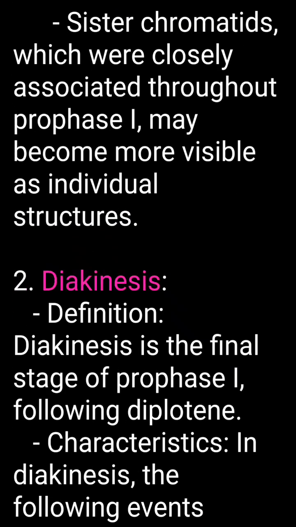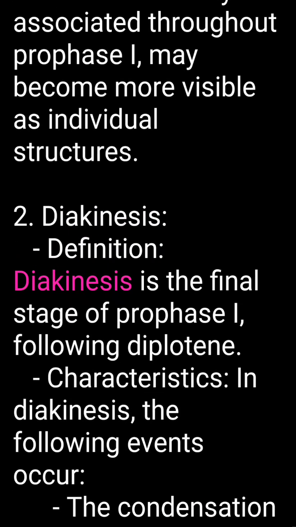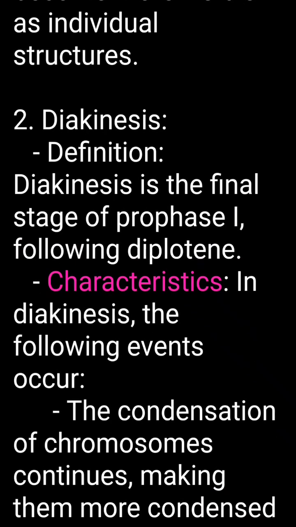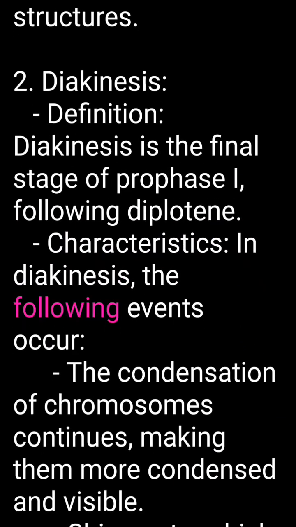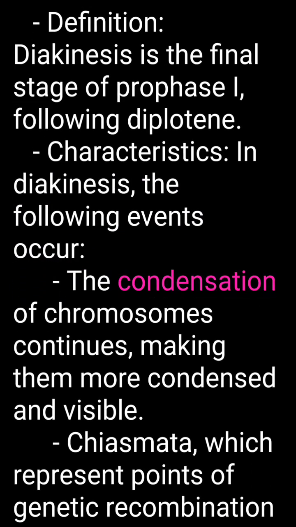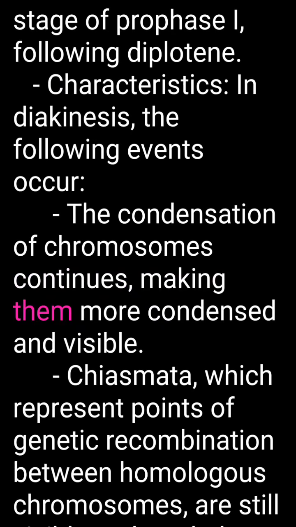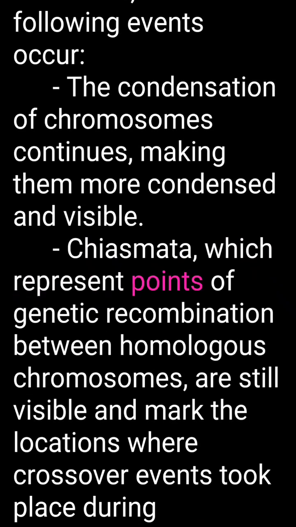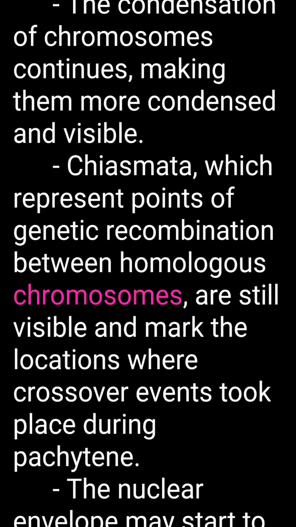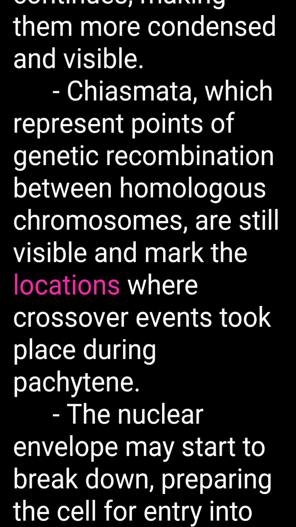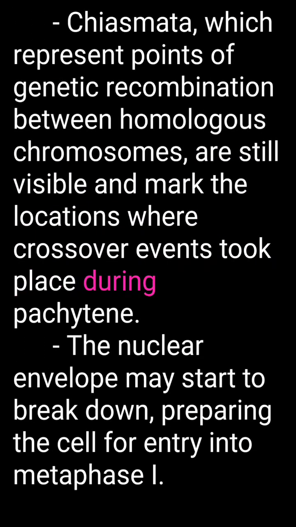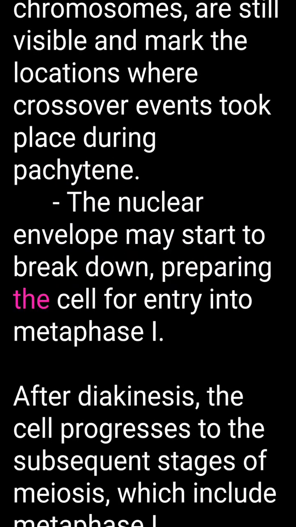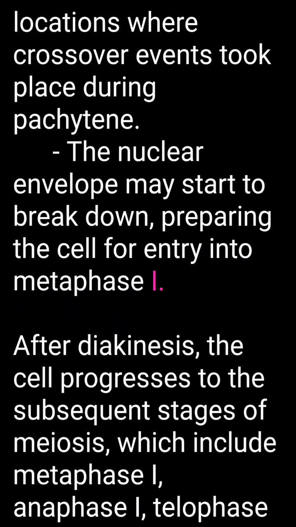2. Diakinesis. Definition. Diakinesis is the final stage of prophase I, following diplotene. Characteristics. In diakinesis, the following events occur. The condensation of chromosomes continues, making them more condensed and visible. Chiasmata, which represent points of genetic recombination between homologous chromosomes, are still visible and mark the locations where crossover events took place during pachytene. The nuclear envelope may start to break down, preparing the cell for entry into metaphase I.